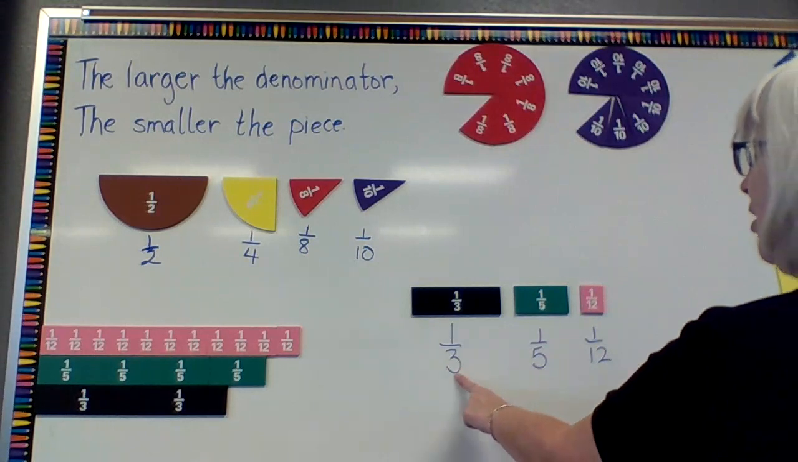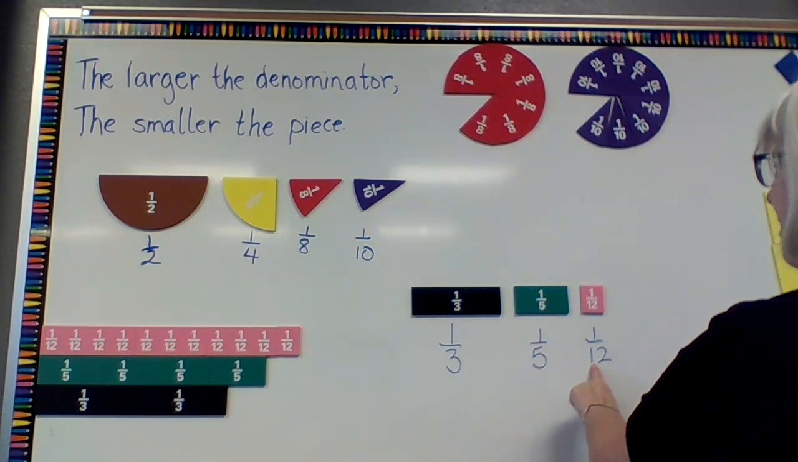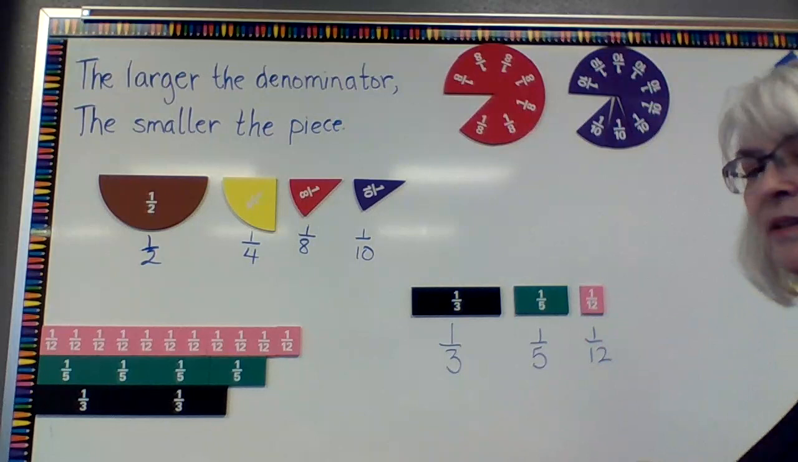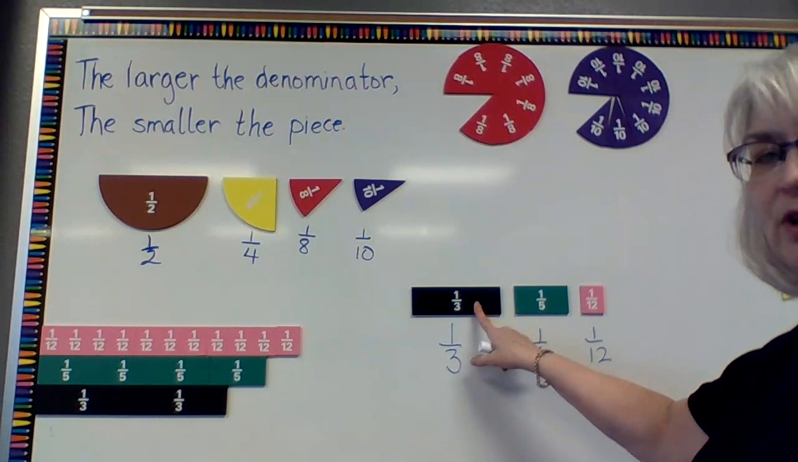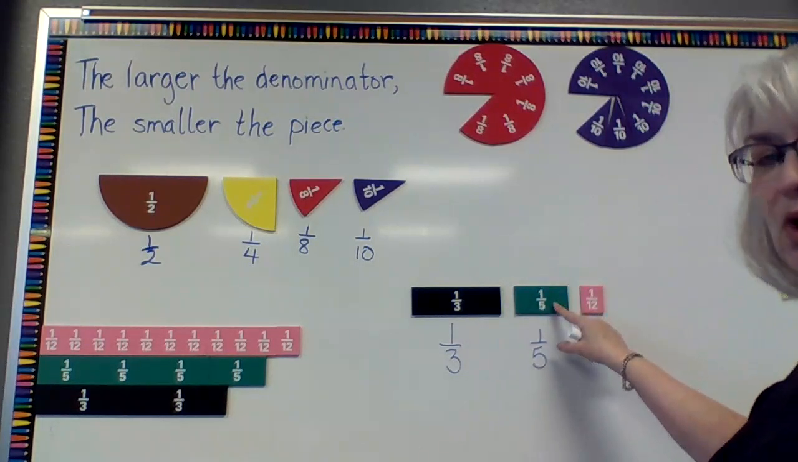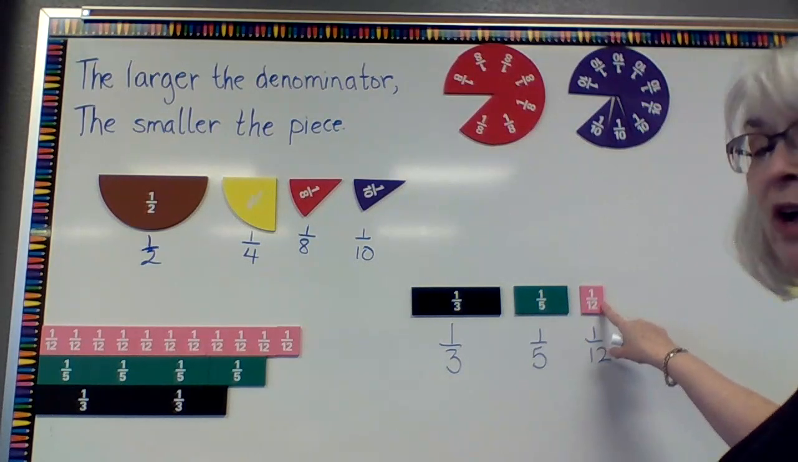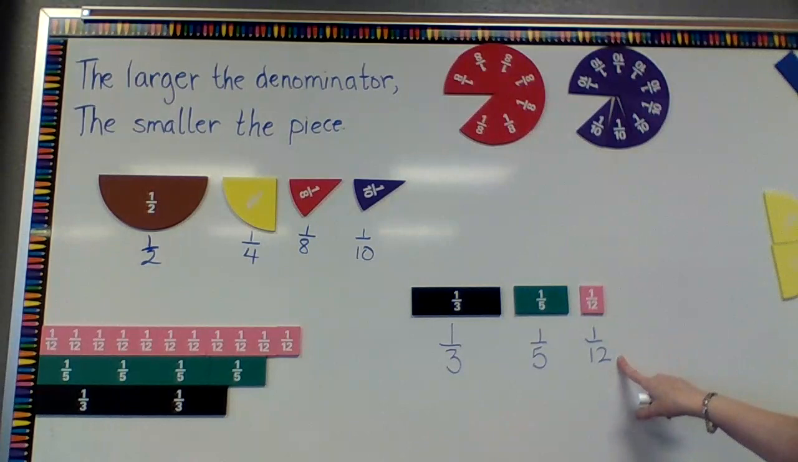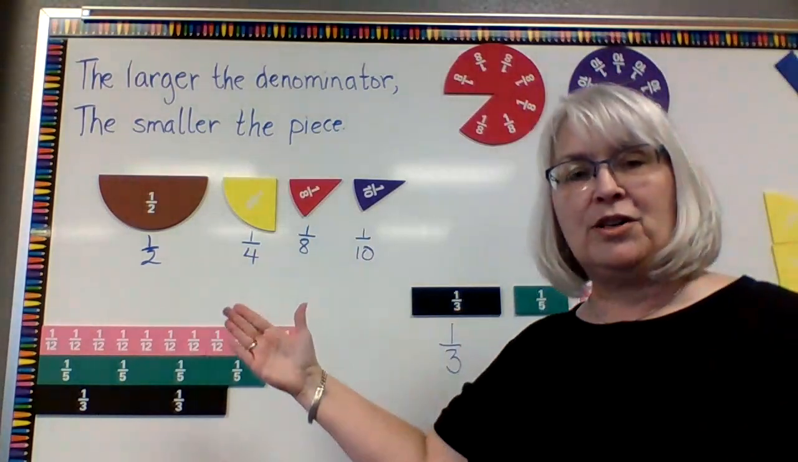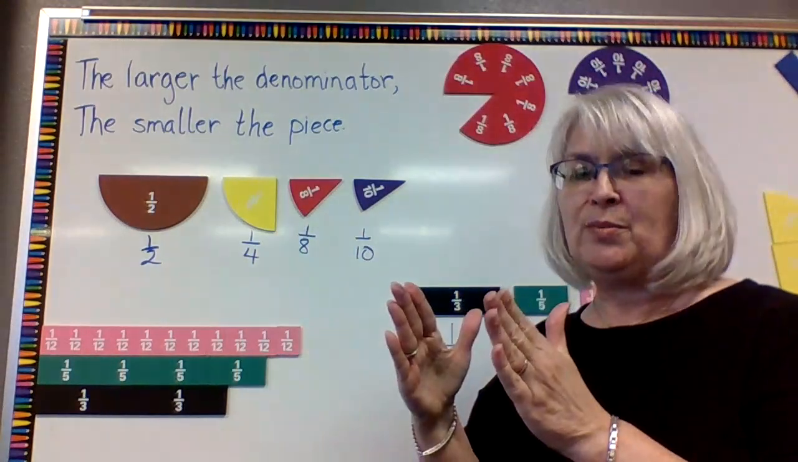Now, let's see if this is true. The larger the denominator gets, does the piece get smaller? Yes, because this is 1/3. It gets smaller, but the denominator is getting larger. 1/12 is the smallest, and 12 is the largest denominator. All right, remember what Mrs. Jones said. Larger the denominator, smaller the piece.